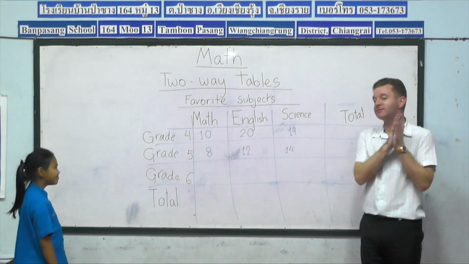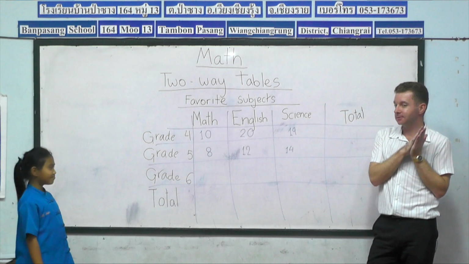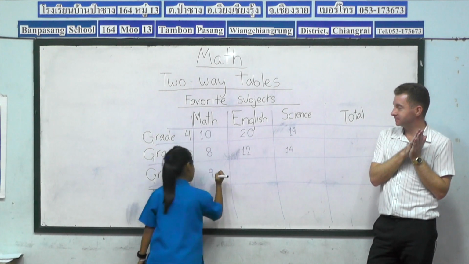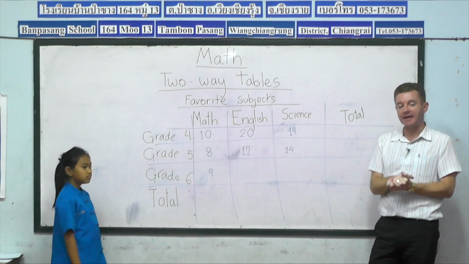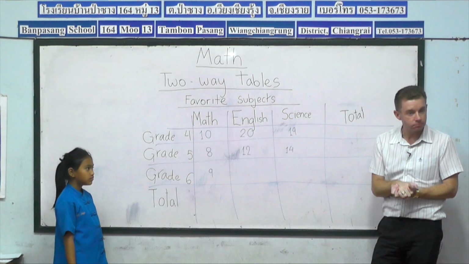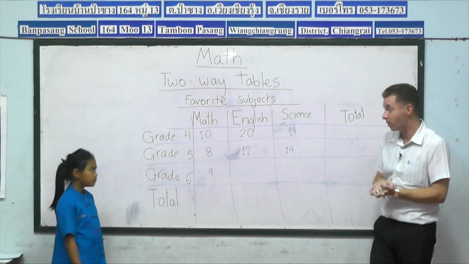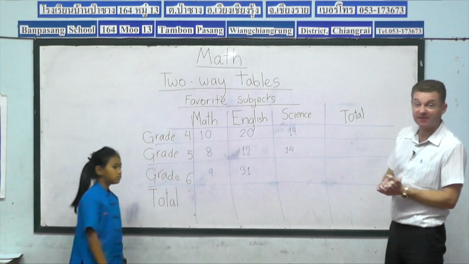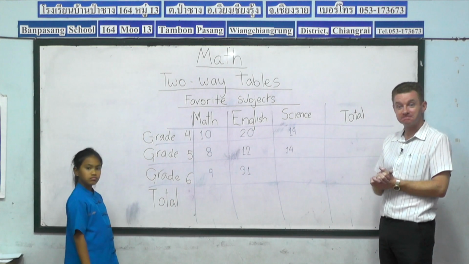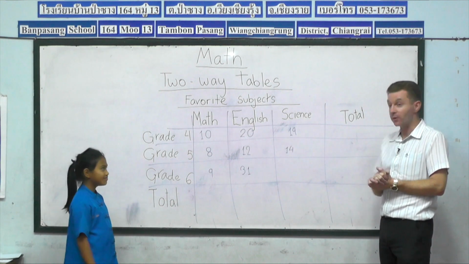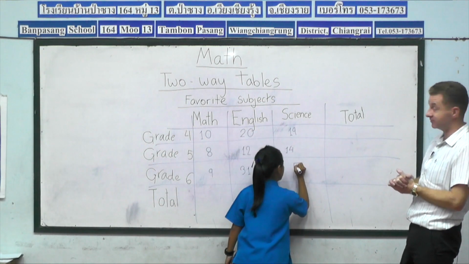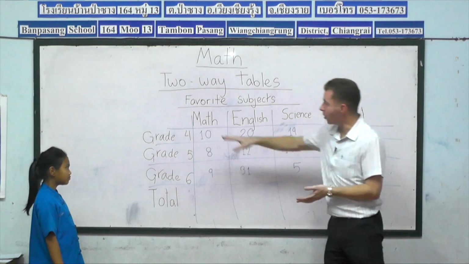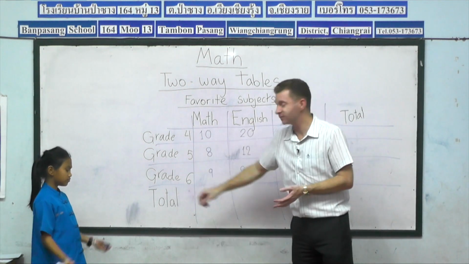And now, grade 6. Nadia, how many grade 6 students like math the most? 9, okay, so we can enter 9. How many grade 6 students like English the most? 30, 31, okay. Lots of students in grade 6. And how many like science? 5, okay. Because lots like English, not many like science. So now we've entered the information for all of the different subjects, for all of the different grades.